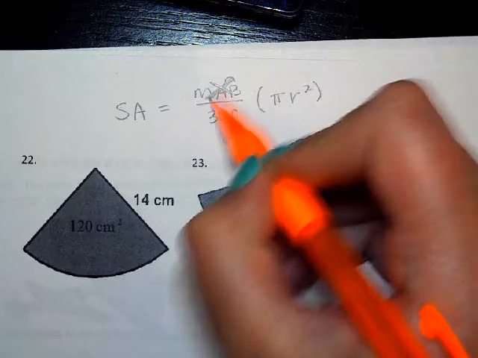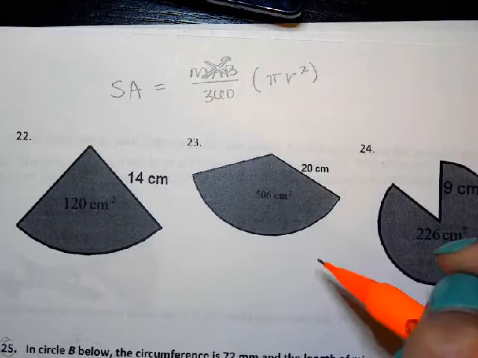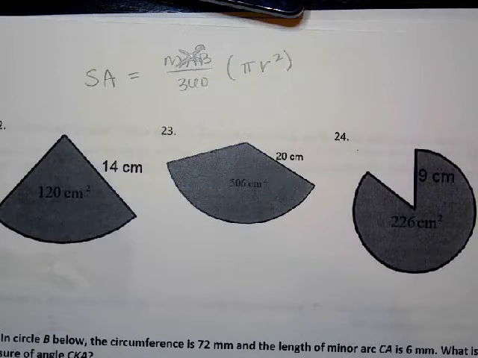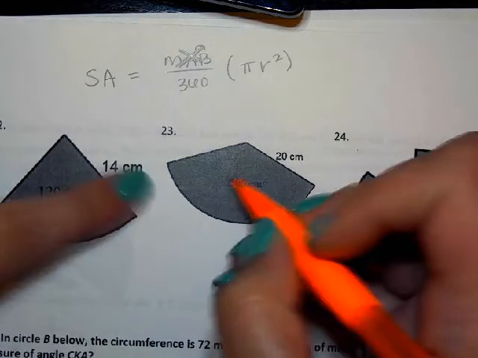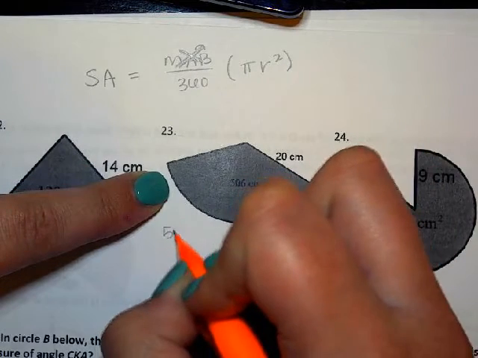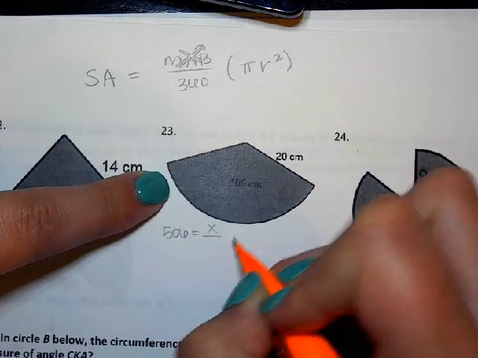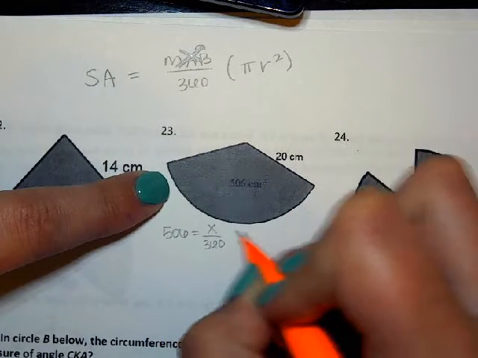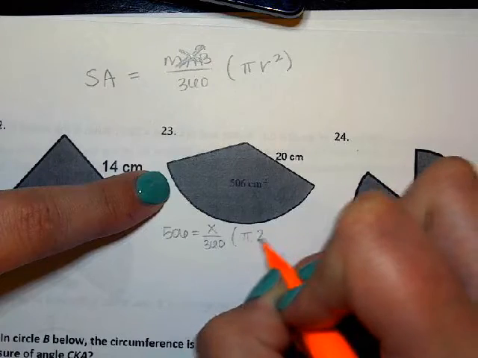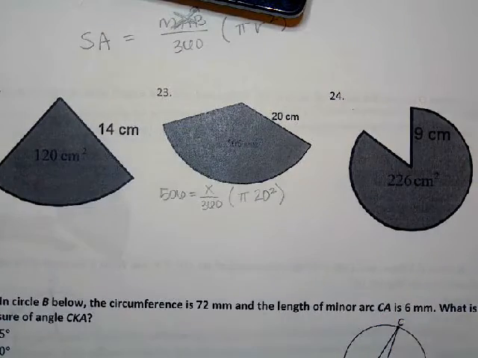They want us to solve for the measure of the arc. And which one do you guys want to do? 22, 23, 24? 23, let's do 23. Okay, so we're going to say the sector area is 506. And so that's going to equal the measure of the arc divided by 360 times pi times r squared. And what should we do first?